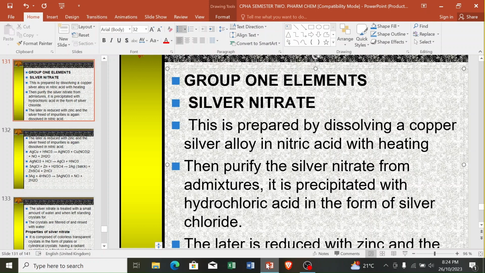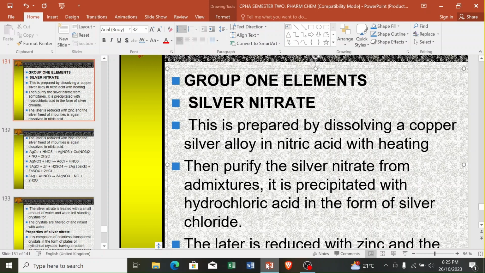For example, group 7, we looked at their compounds. We have group 6, we also looked at compounds of group 6. We have group 5, we also looked at compounds of group 5. And then we have 3, 2. Today we are on group 1.